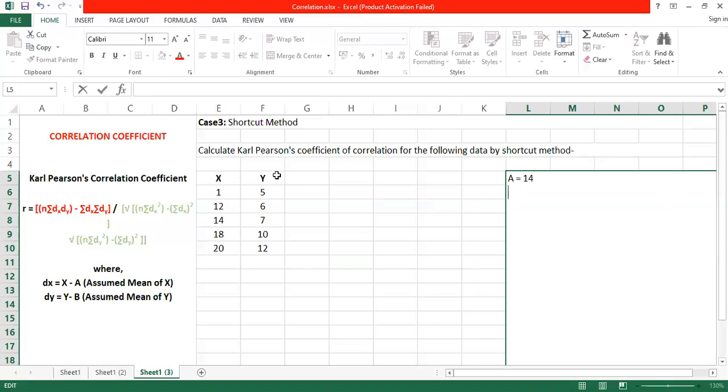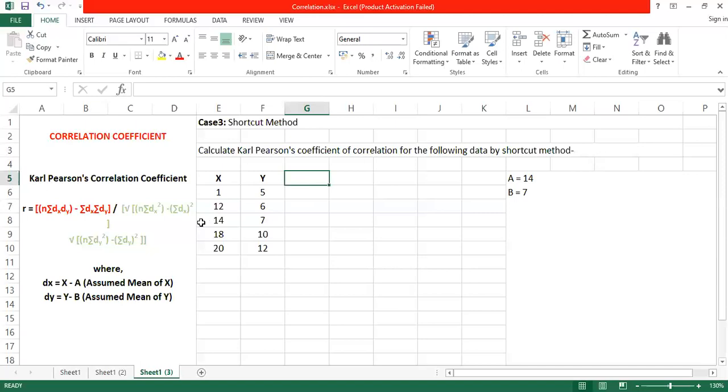Next, do the same thing for Y and choose assumed mean B from Y. So once I've chosen the middle value in X, choose the middle value of Y. It's not a mandatory condition that you have to choose from the middle only. You can choose any arbitrary value, that can be from your data, that may not be from your data, right? But preferably we suggest to choose from your data and choose the middle value. So B equals 7.